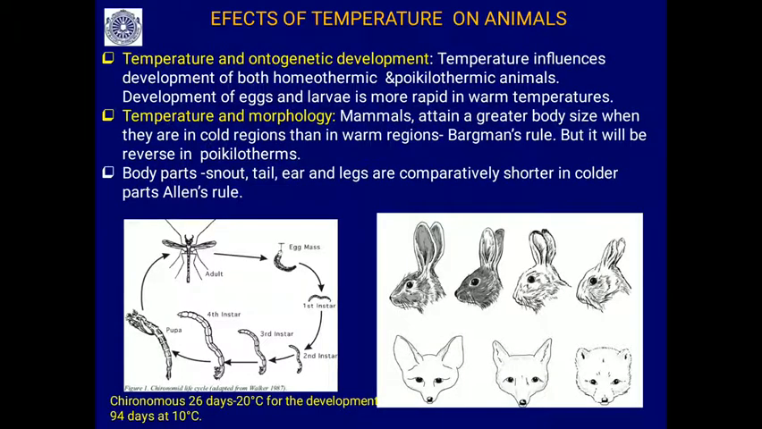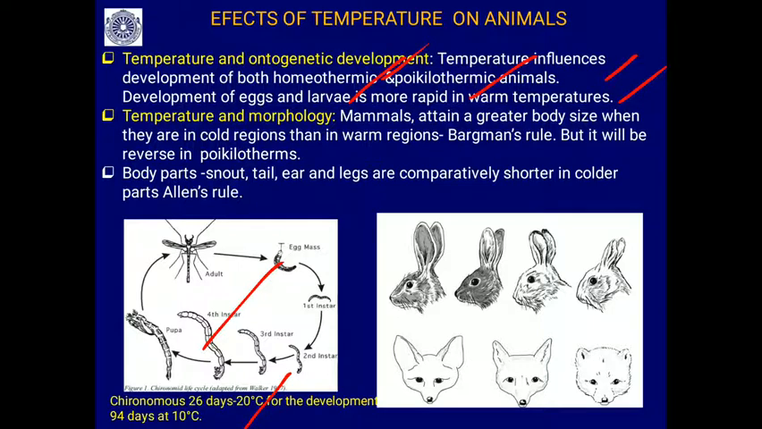How does temperature affect embryonic development, ontogenic development? Temperature influences development of both homeotherms and poikilotherm animals. Development of eggs and larvae is more rapid in warmer temperature. For example, this is the Chironomus larva, or midge larva. It takes 26 days at 20 degrees centigrade to complete metamorphosis, and it takes 94 days at 10 degrees centigrade. That's how temperature affects developmental processes.